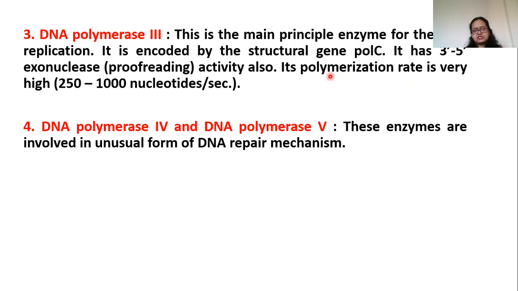Its polymerization rate is very high, about 250 to 1000 nucleotides per second. So per second it is adding this many nucleotides to the newly synthesized DNA strand. So it is a more efficient enzyme for polymerization. DNA polymerase 4 and DNA polymerase 5 are involved in unusual forms of DNA repair mechanism. When I talk about repair, then I will explain about these also.